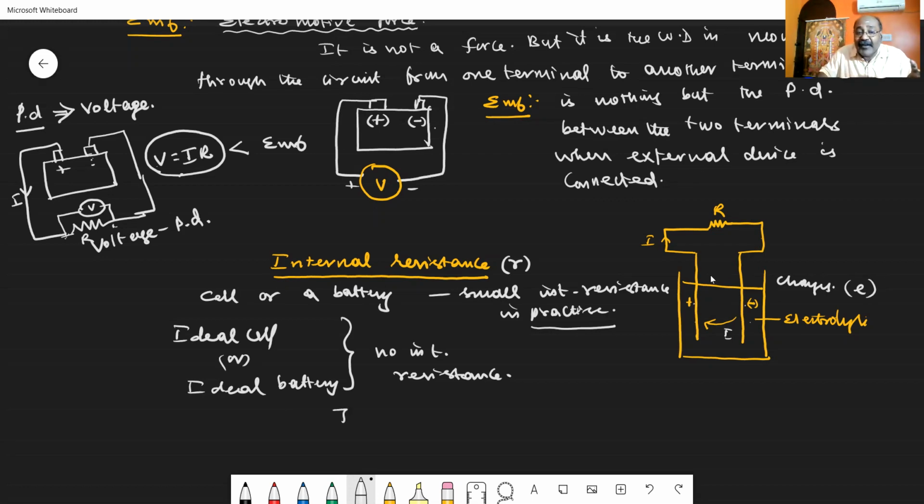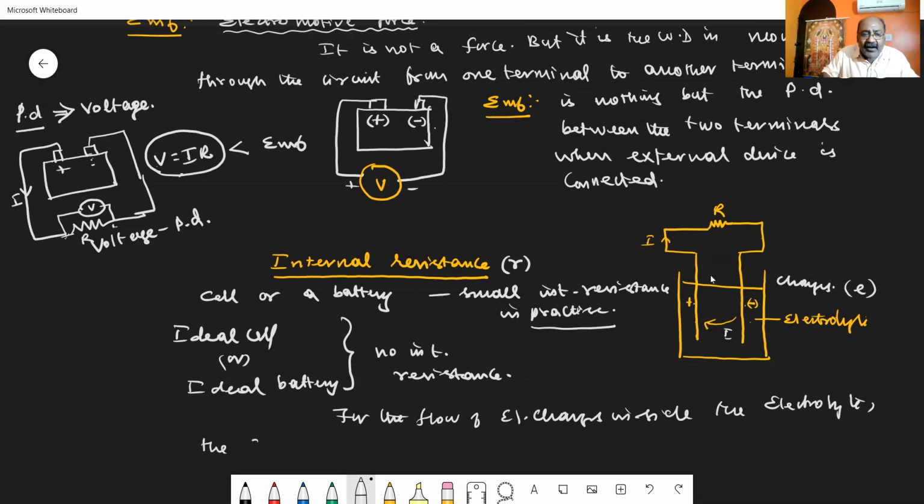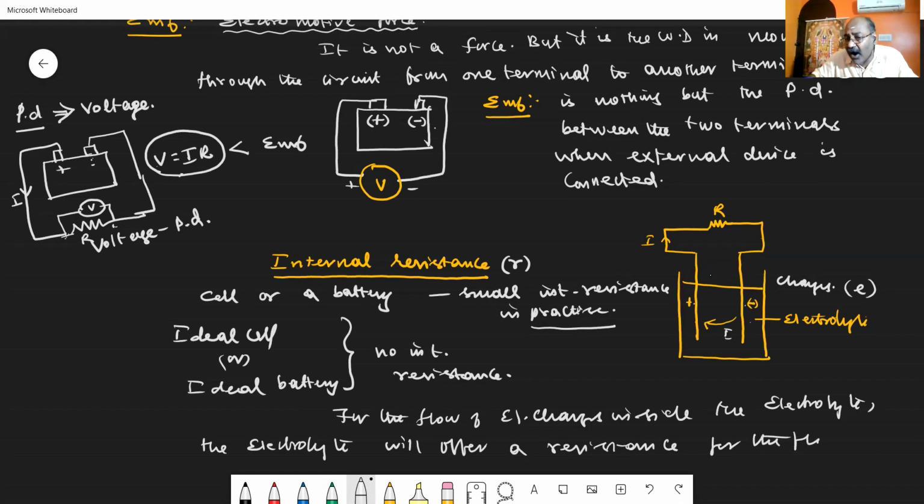So for the flow of electrical charges, or the electrical current inside the electrolyte, inside the cell, what will happen? The cell or the electrolyte will offer a resistance for the flow of charges. It will offer a resistance for the flow of what? For the flow of charges.